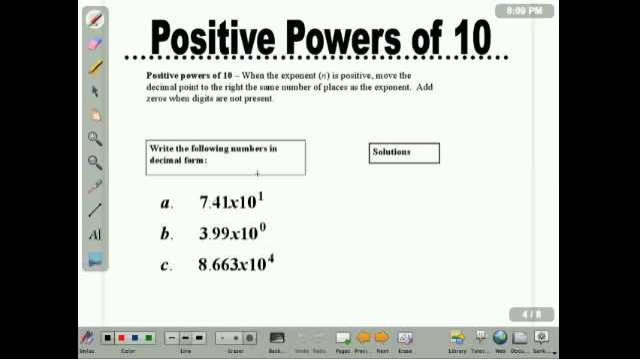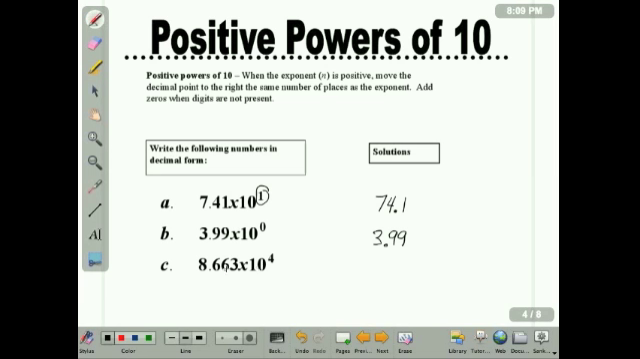Okay, so 7.41 times 10 to the first tells me that I have to move my decimal point 1 place to the right, which is going to become 74.1. 3.99 times 10 to the 0 power is really 3.99 times 1, because anything raised to the 0 power is 1. So my answer just stays at 3.99.